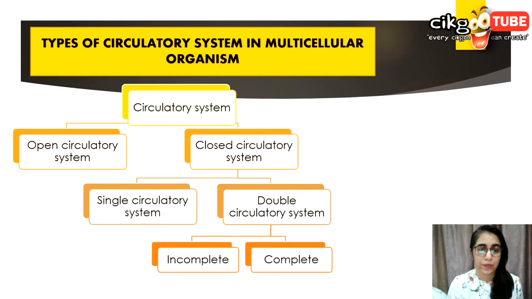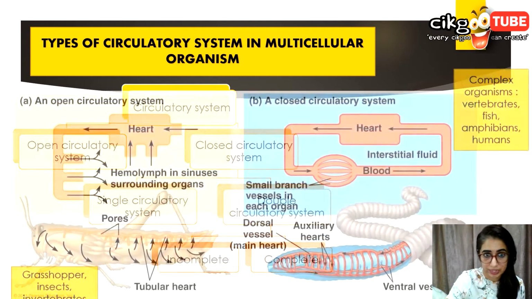You know that there are two types of circulatory system, the open and the closed circulatory system. Under the closed circulatory system, we have the single, double, incomplete and complete, which you are going to see further in this subtopic, like what these are and who has them. Now let's look into the open and the closed circulatory system first.